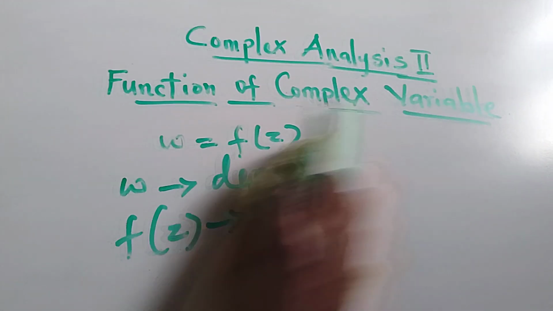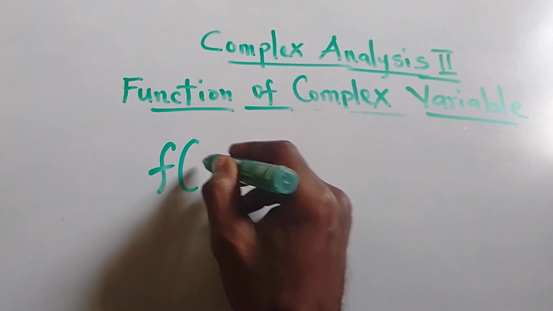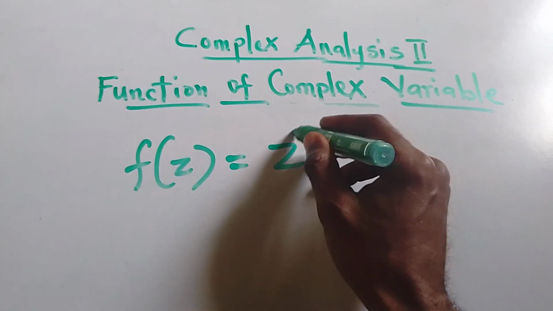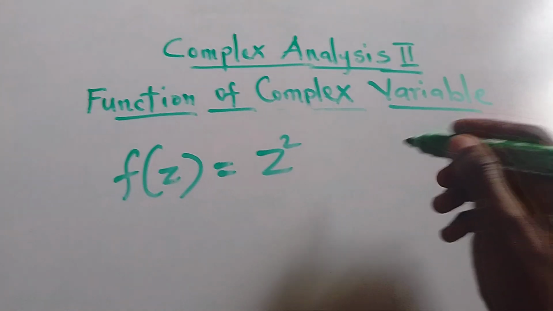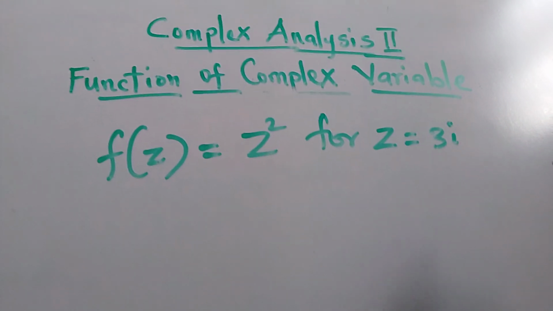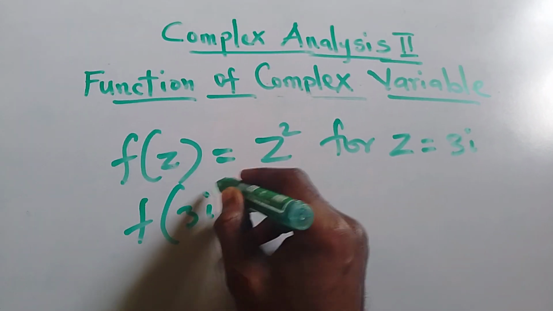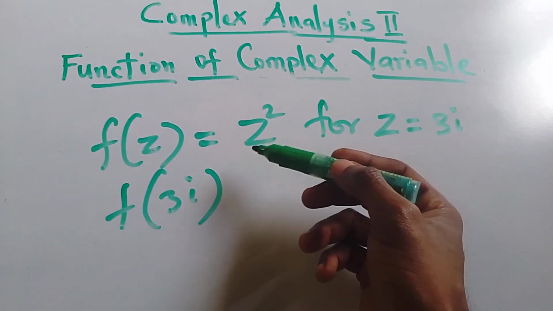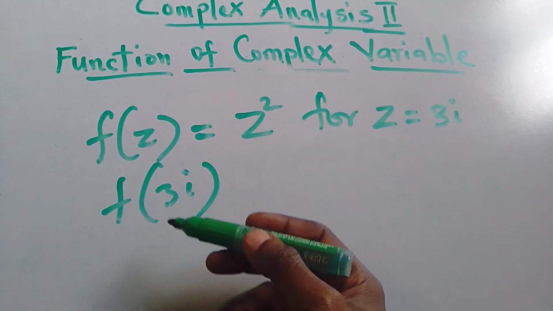So now let's take something like this. Let's say that f of z is equal to z square. If f of z is equal to z square, for z equal to 3i, then find f of 3i. Then what will be the value of f of 3i? F of z is equal to z square for z equal to 3i. What is the value of f of 3i?